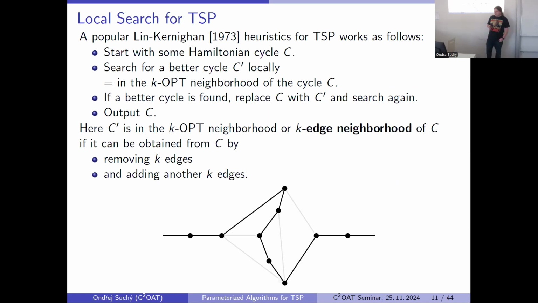We say that the new cycle is in the neighborhood of the old cycle if it can be obtained by removing k edges and adding another k edges. So this is like distance 2, or 2 edge modifications from the original one. This is like 3 edge modifications from the original one. Okay.